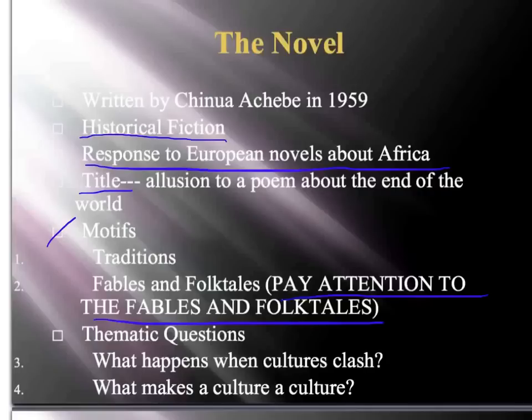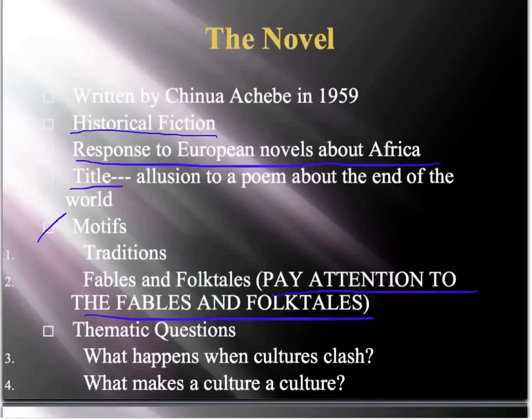Okay, talking about themes, there are several key questions that Achebe is trying to answer in this novel. The main thematic questions that Achebe is asking in this novel have to do with what happens when cultures collide and what makes a culture a culture. So this is very much a story about how we define ourselves, the society, the culture that we come from, how those cultures and societies change and evolve over time, and what happens to people who don't want to change and evolve with those societies and cultures. So pay attention to those things while you're reading.